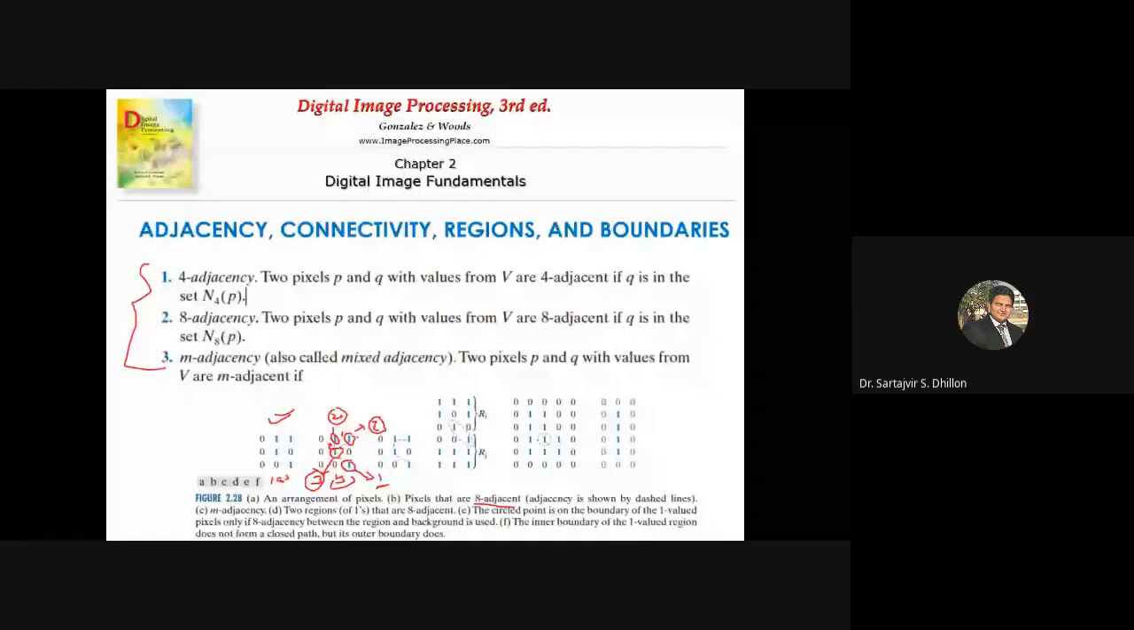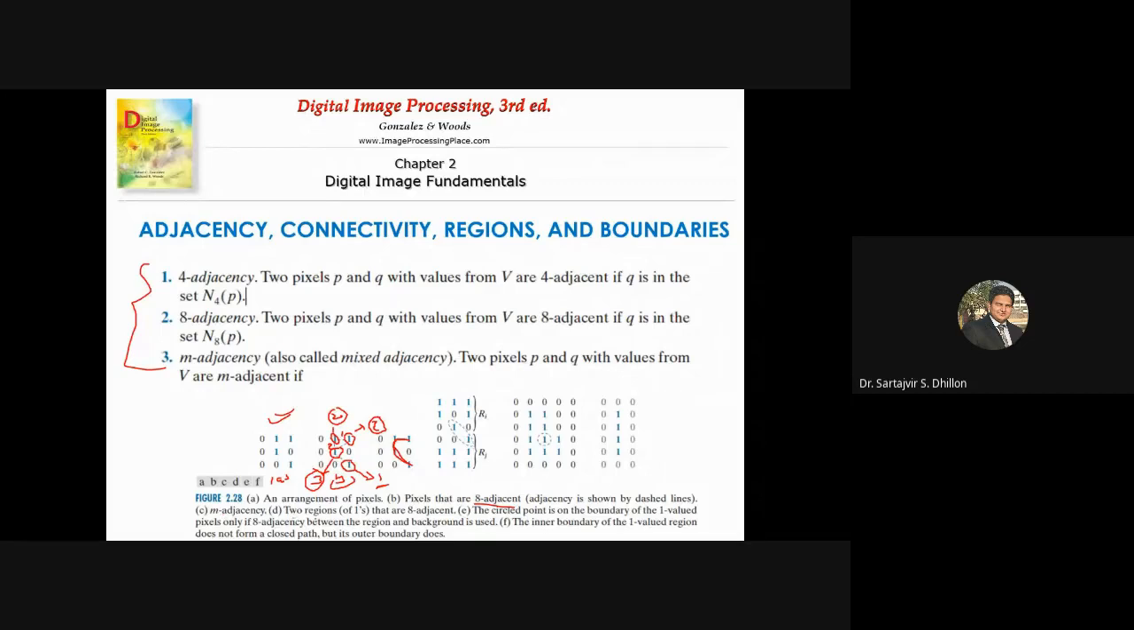And this one is M adjacent, when all are connected with each other in a loop, and the another one is two regions. Yes, in this there are two different regions connecting with each other that are eight adjacent.